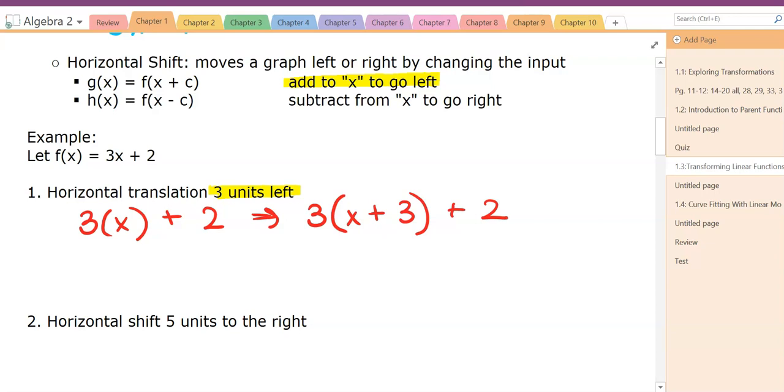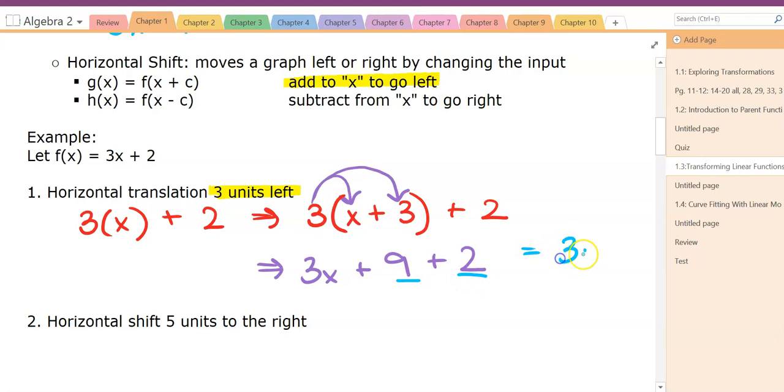So what I need to do to simplify this one is first distribute. Take 3 times x and 3 times 3. So then we're going to have 3x plus 9, and then we still have plus 2. So to finish up the simplifying, because you can combine the 9 and the 2, our function is going to say 3x plus 11.